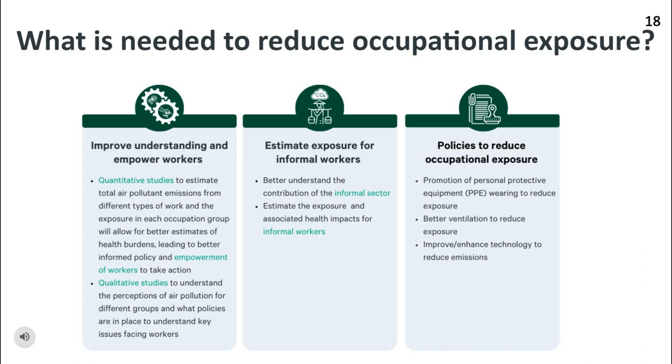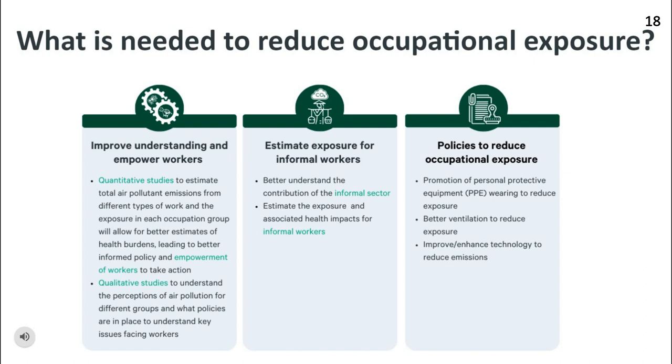Secondly, exposure in informal workers and the impact of exposure must be studied to better the estimation of exposure in different types of informal work. Thirdly, there are actions which can be taken to reduce occupational exposure of air pollution. Mitigation measures can be implemented to reduce emissions and exposure.